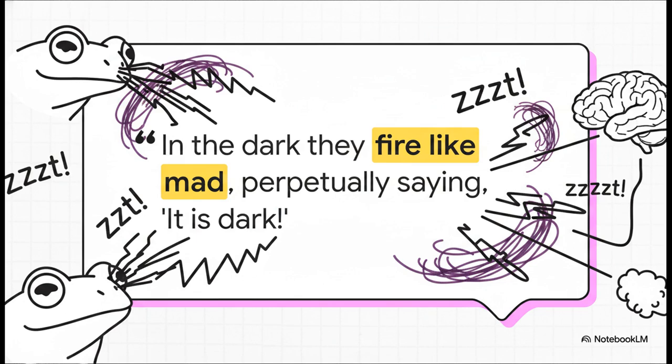And as Feynman so humorously pointed out, frogs even have dedicated dark detectors. Even when there is absolutely zero light present, the eye never really rests. These specific fibers just furiously fire electrical spikes in pitch blackness, perpetually screaming to the brain, "It is dark! It is dark! It is dark!"